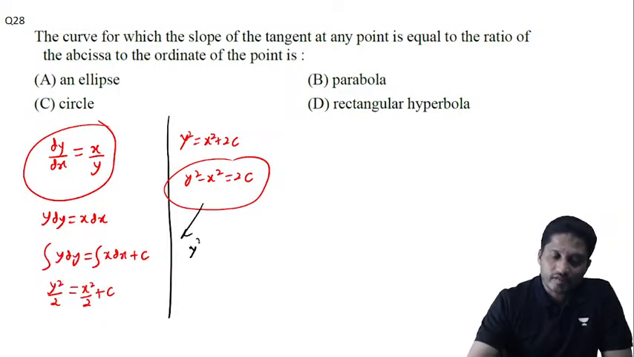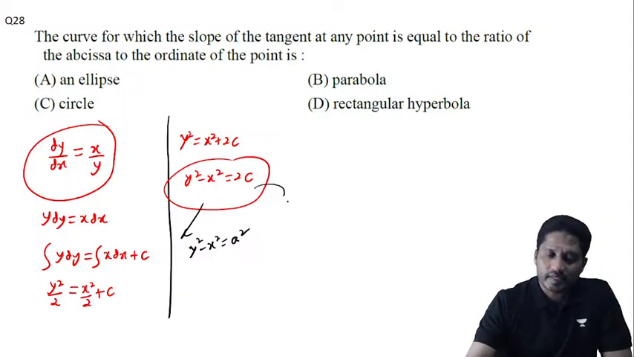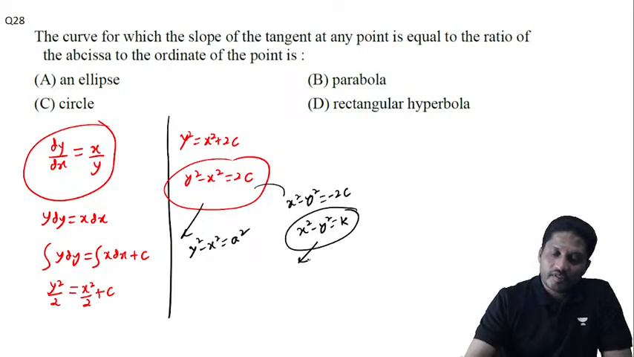This is of the form y square minus x square is equal to a square, or it can be x square minus y square. I can write this as x square minus y square is equal to minus 2c. C is a constant, minus 2c is also a constant. So this is of the form x square minus y square is equal to k. Even this is a hyperbola, x square minus y square is equal to a square.